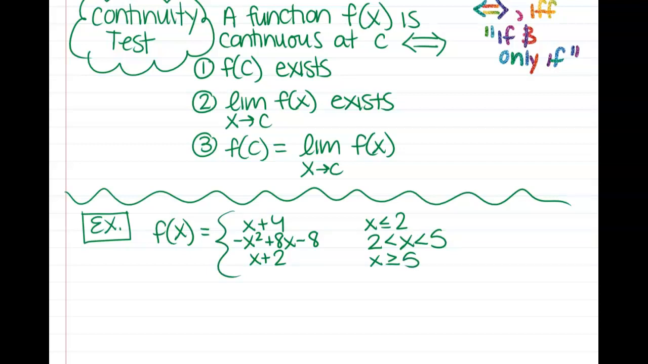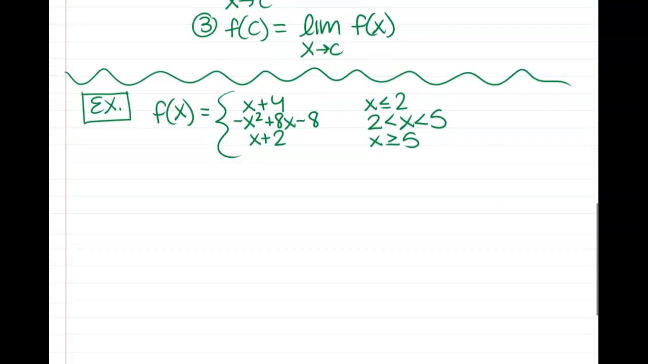So now we will test for continuity. Just like before we checked the limits, now we're going to do the whole continuity test at 2 and 5, because those are the numbers we see over here on the right, where the function changes definition. So first, continuous at 2?